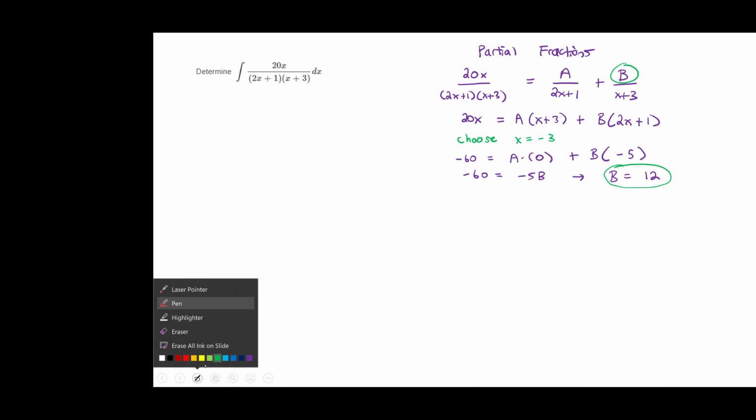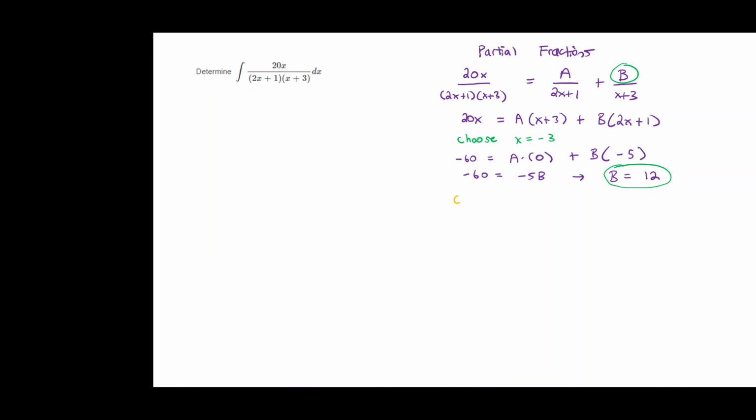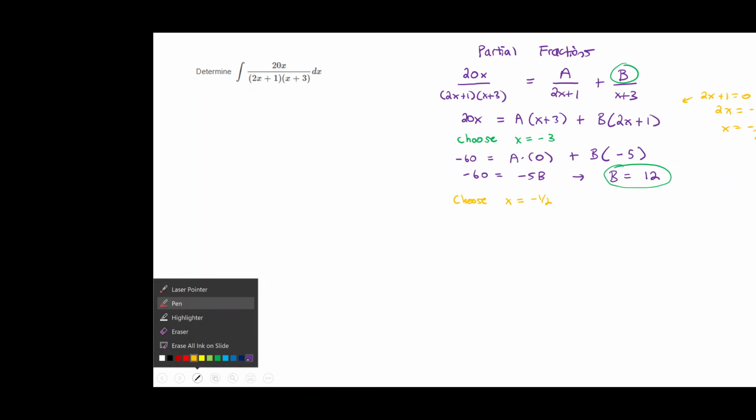Now I'm going to make another choice. How do I get this term over here to turn into 0? I have to use a fraction. So if I set 2x plus 1 equal to 0, rearrange, 2x is equal to negative 1, so x is equal to negative 1/2. So I'm going to choose x equals negative 1/2, and then plug that in.